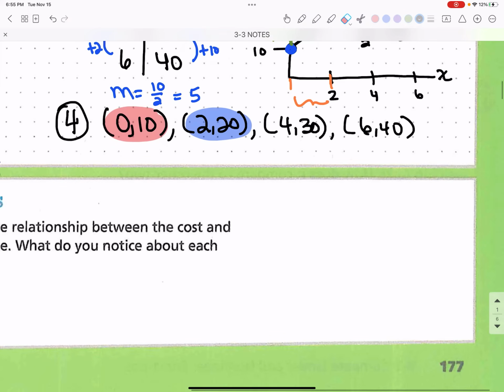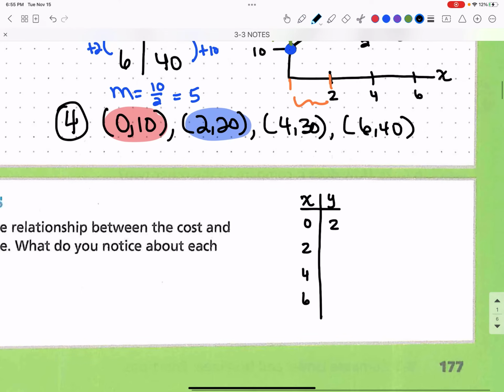Now, if we have a table with a different set of points, x and y, and let's say we do 2, 4, 8, 16. Okay, let's look at our change in y. From 2 to 4, that's a plus 2. But from 4 to 8, that's a plus 4. So we can stop right here. We can say that this is nonlinear, right? It's nonlinear because our change in y is not plus 2, plus 2, plus 2, plus 2.